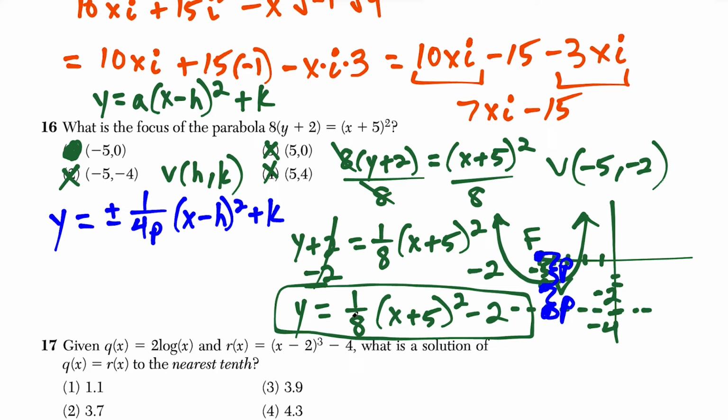So if we look at the term in our equation over here, the 1 over 8, we would set that equal to 1 over 4p. So we have 1 over 4p is equal to 1 over 8. And what that tells us is that 4 times p is equal to 8. Our p value is equal to 2.